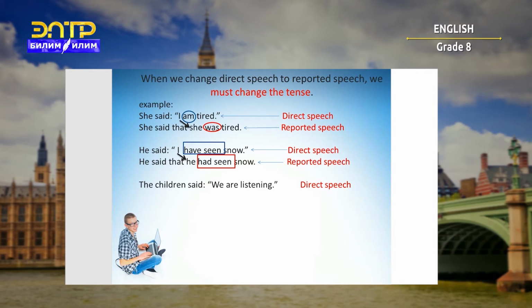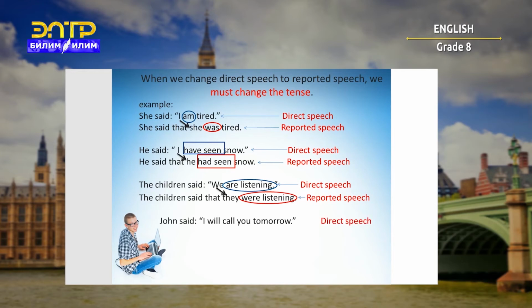The children said, "We are listening," and it is an example of direct speech. What did they say? The children said that they were listening, and we can see an example of reported speech. What changes can you notice? Are listening, which is present continuous, changes to were listening, which is past continuous. And we change it to they.